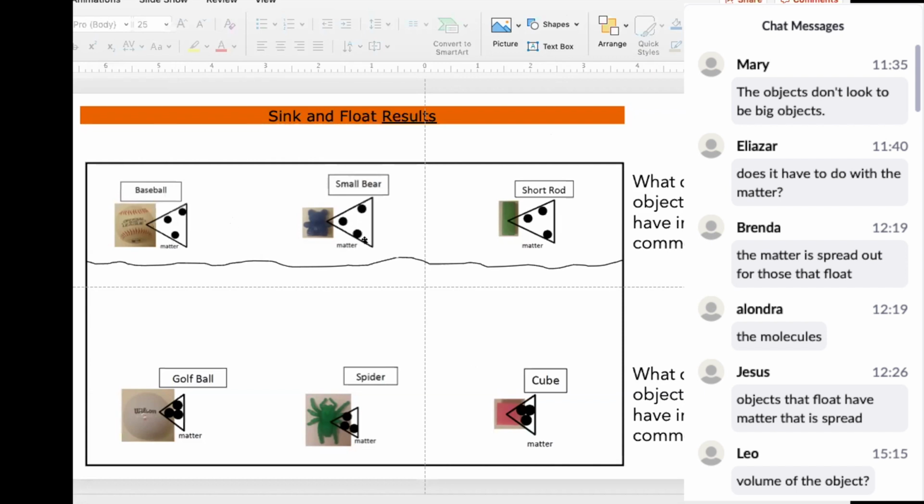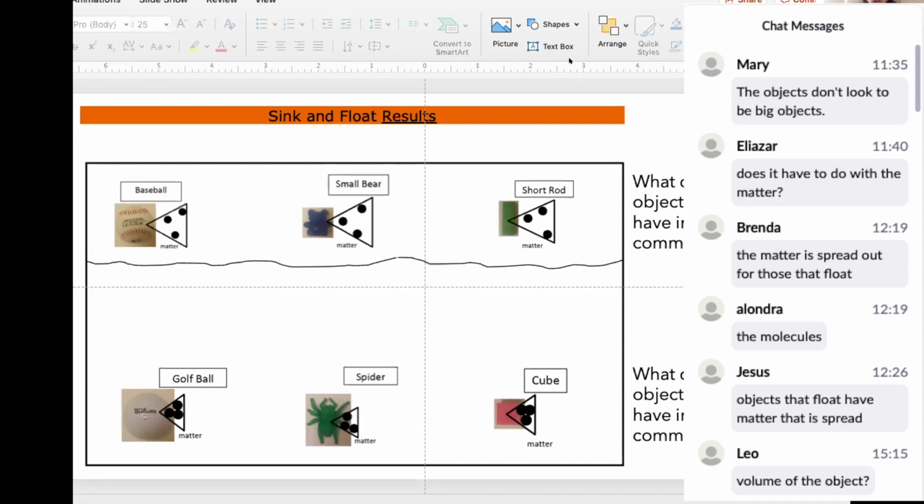3. They all have 3. Yeah, they all have 3. So it may not be the amount of matter because every single one has 3 dots. So it's got to be something else. Brenda, you can mute your microphone now. I'm going to call on Mary. Mary, so it's not the amount of matter because they all have 3 dots.